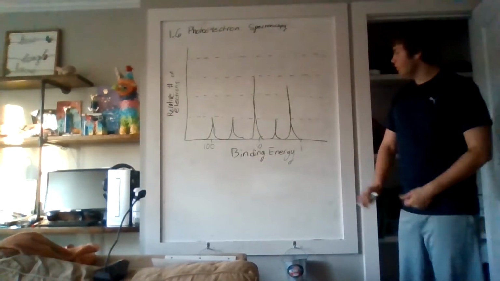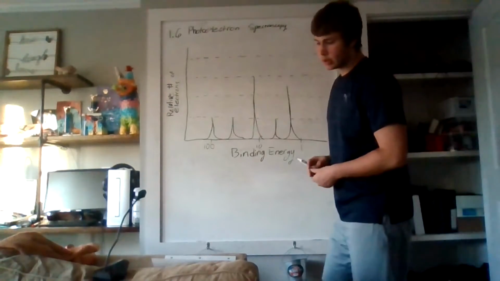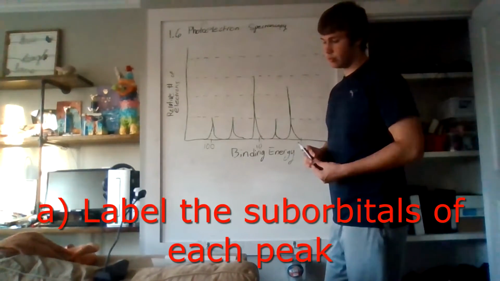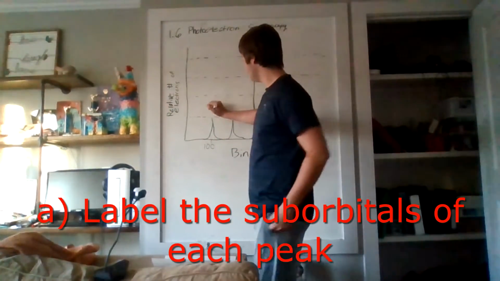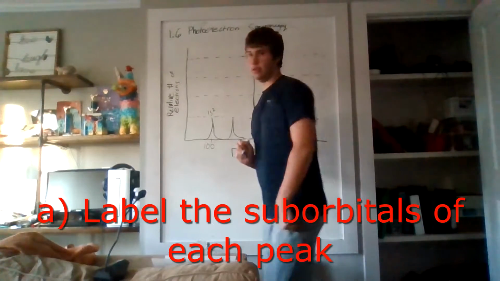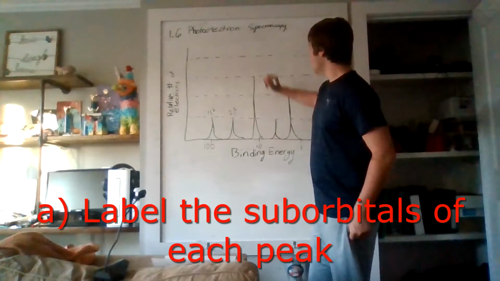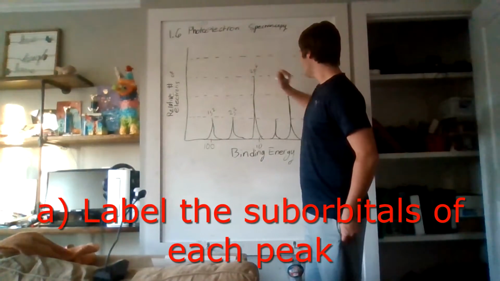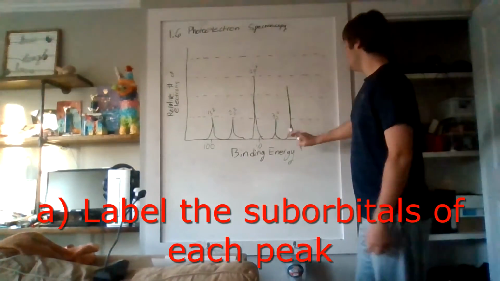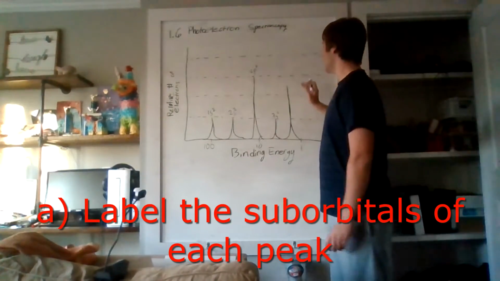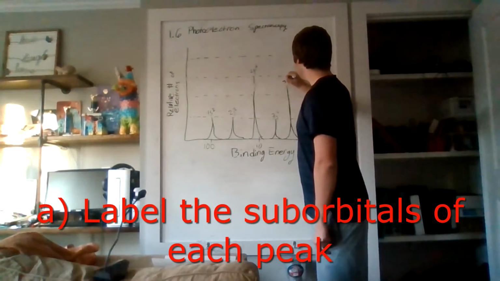Now for this problem, we're given a PES graph, and for a part, we have to write the suborbitals represented by each peak. So this peak here is the first two electrons, 1s2, in the first energy level. This peak is 2s2, this is 2p6, 3s2, and this, we kind of have to judge off the relative heights of everything else, is 3p5.